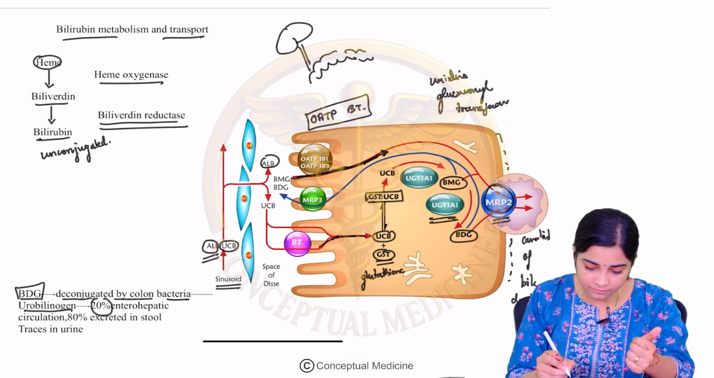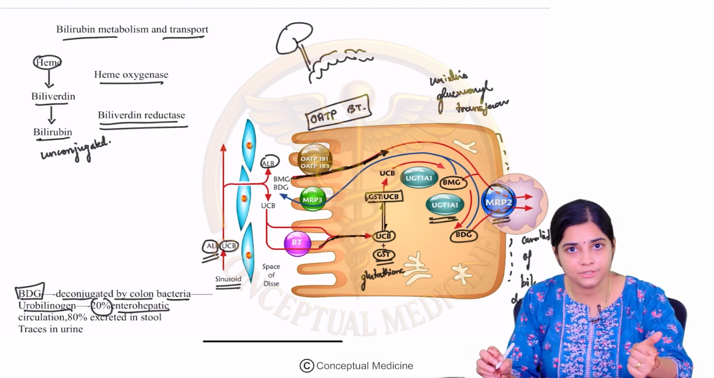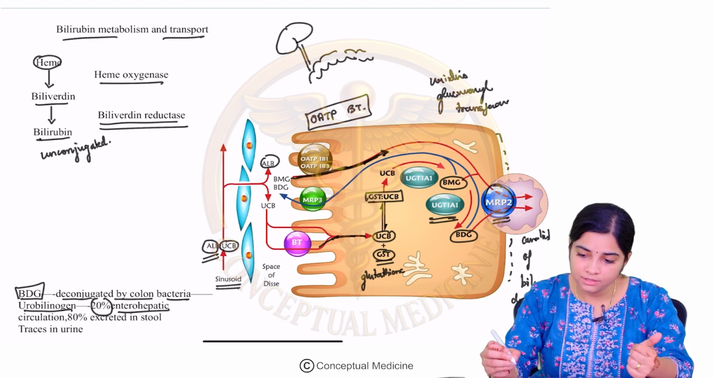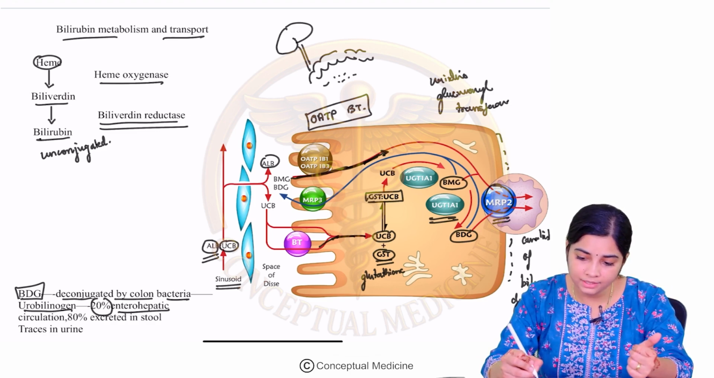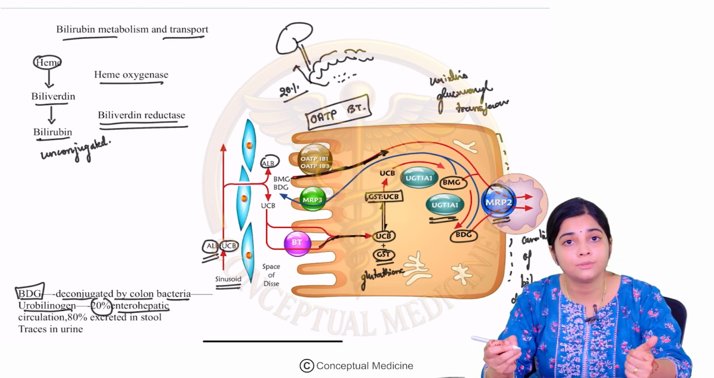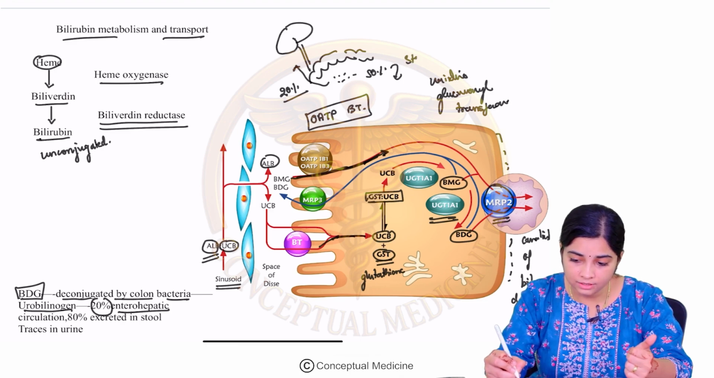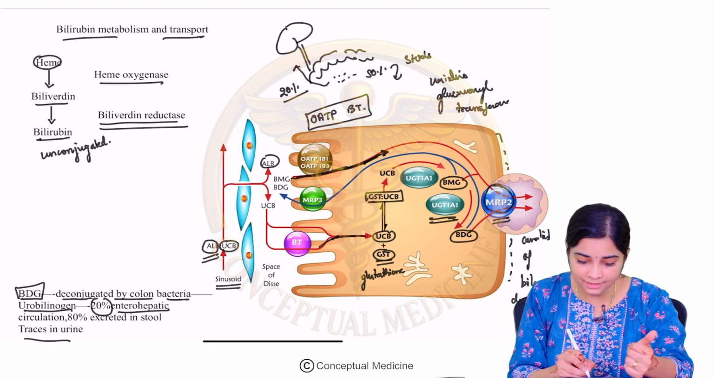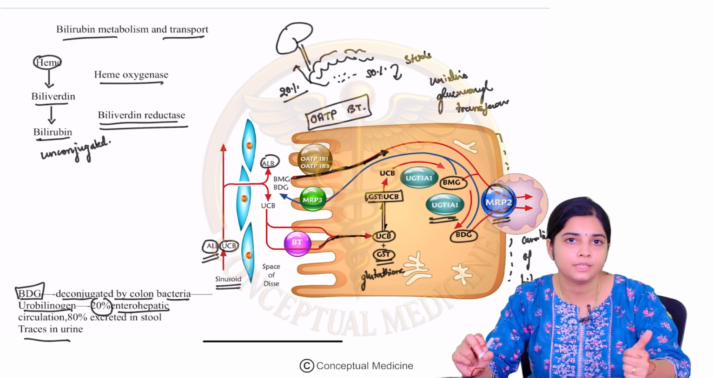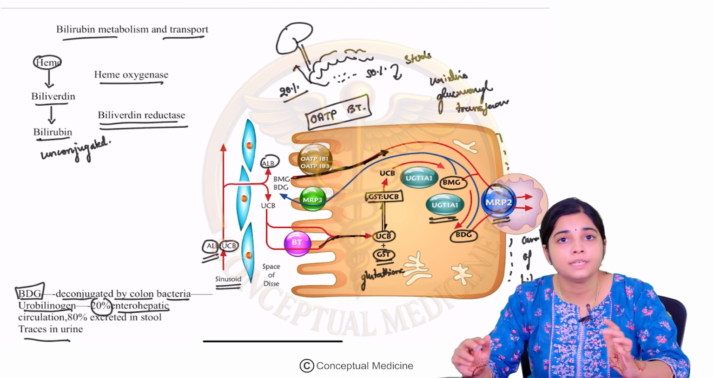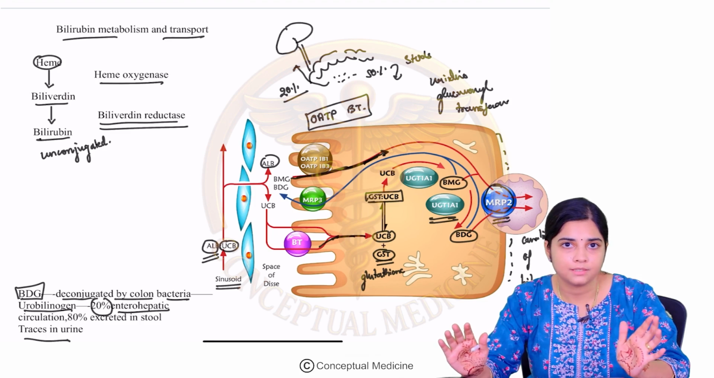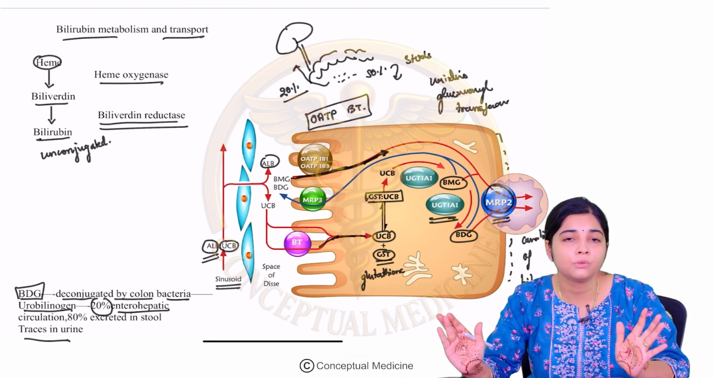Urobilinogen, 20% of which undergoes enterohepatic circulation, where whatever is deconjugated by the colonic bacteria, 20% goes back into the liver, or enterohepatic circulation. 80% gets excreted in the stools. And there are traces which are found in the urine as well. So this is how the entire bilirubin is metabolized. It is excreted in the form of urobilinogen.